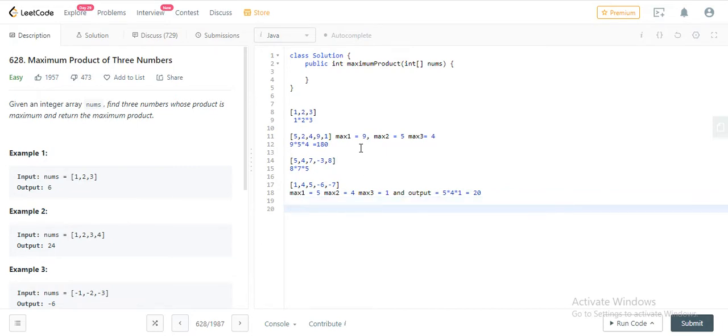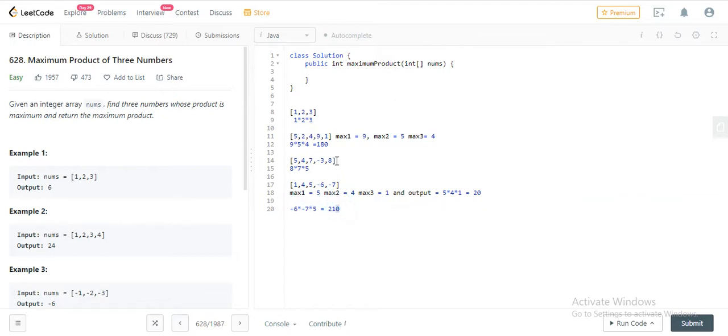But another solution could be minus 6 multiplied by minus 7 multiplied by 5. What will be the answer? 210, right? Because when we multiply two negative numbers, the answer becomes positive.